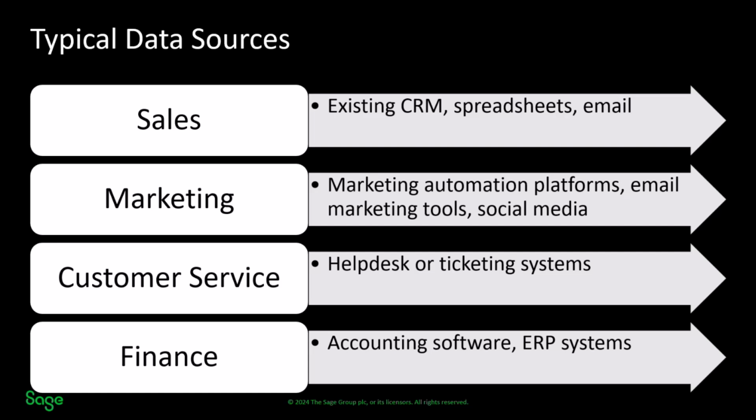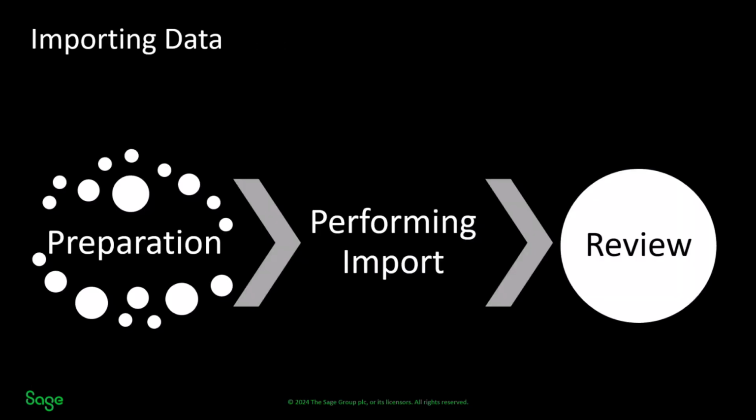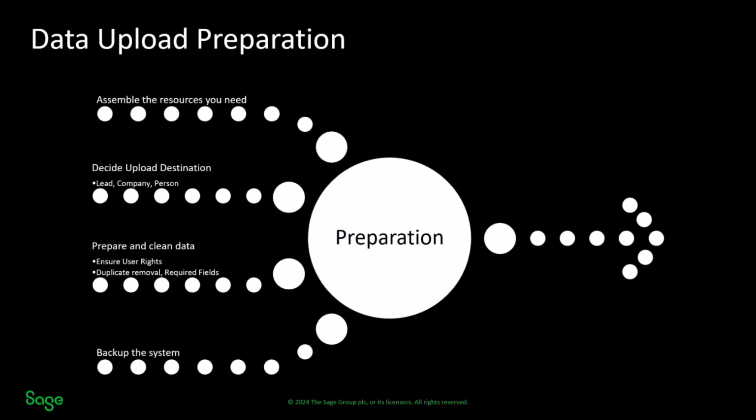These then are the typical data sources. And how do we then get to the point in which we move from those data sources into the data upload scenario? At its very simplest, the import of data into Sage CRM can be broken down into the preparation for upload, then the actual upload, and then the review of the uploaded data. And so this lesson is really all about emphasizing the importance of the preparation phase. We'll start to examine this now.